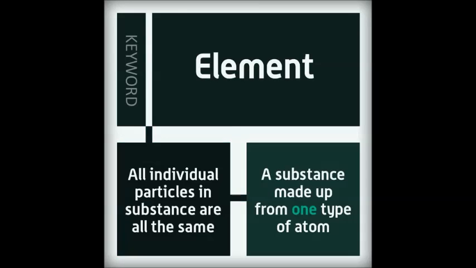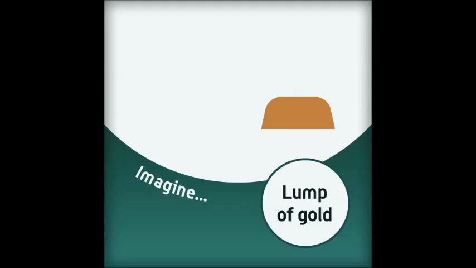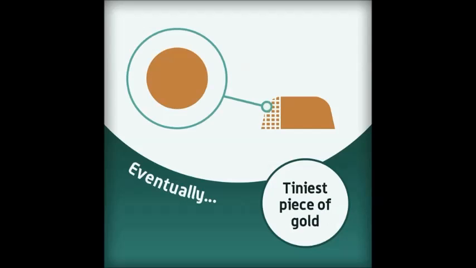This means that all the individual particles that make up the substances are all the same. To understand what an element is, you also need to know the definition of an atom. Atoms are the simplest particles that a substance can be broken down into. Imagine you had a small lump of gold. Now imagine you had a knife that could cut the gold. If you kept cutting your piece of gold into smaller and smaller pieces, eventually you'd get the tiniest piece of gold imaginable that simply couldn't be cut any smaller. This would be an individual atom of gold.